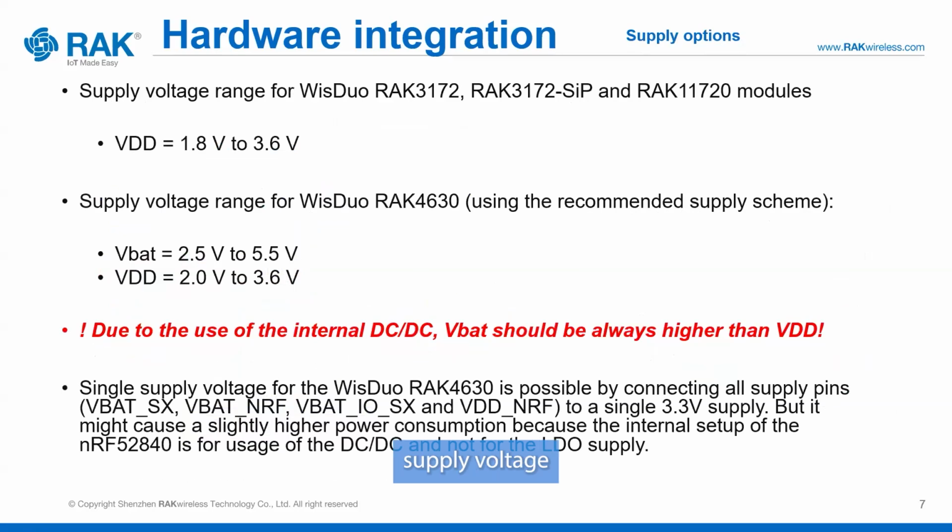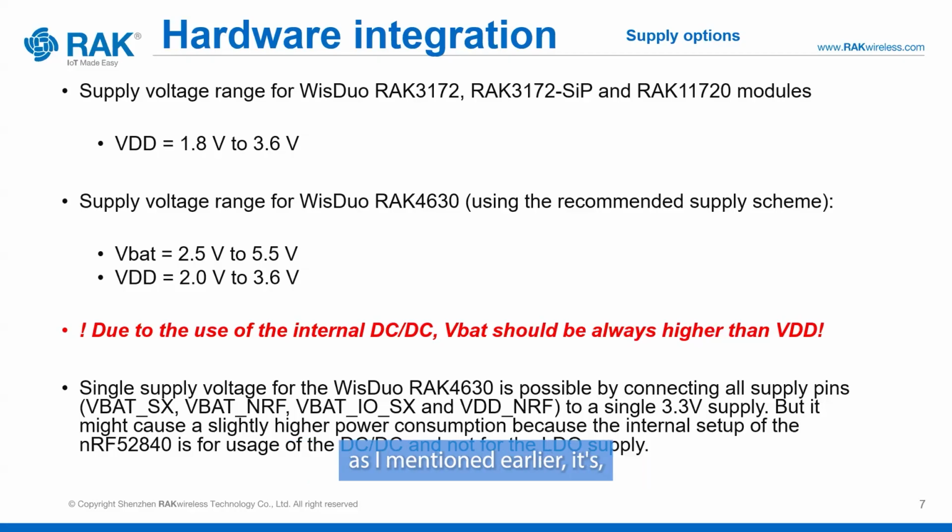For the supply voltage ranges, for the 3172, 3172 SIP, and 11720, it's basically 1.8 to 3.6 volt. So it can run directly from a battery, small batteries even. However, for a more stable system, we recommend to have a regulated power supply on this step. But both ways are possible, and we have customers that run them directly from battery. There are a few limitations, but it is possible.